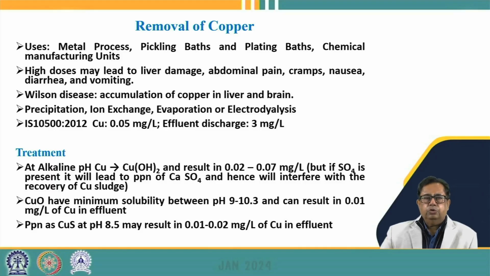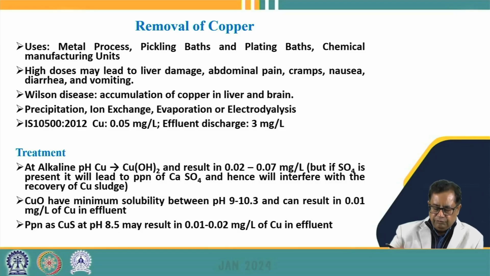So copper is also used in a number of industries. For example, it is used for metal processing, pickling baths and plating baths, chemical manufacturing units, etc. High doses of copper may lead to liver damage, abdominal pains, cramps, nausea, diarrhea, and vomiting. It can also cause Wilson disease, where the copper may get accumulated in the brain or the liver.